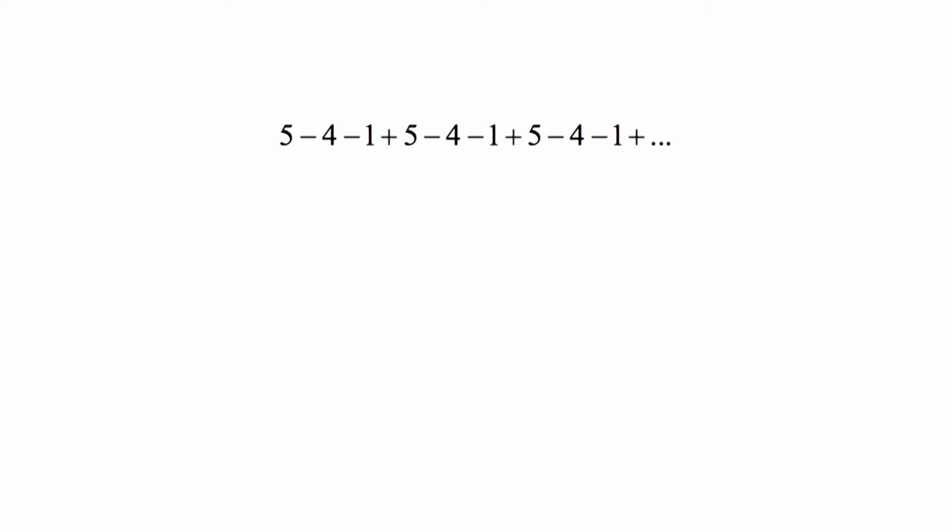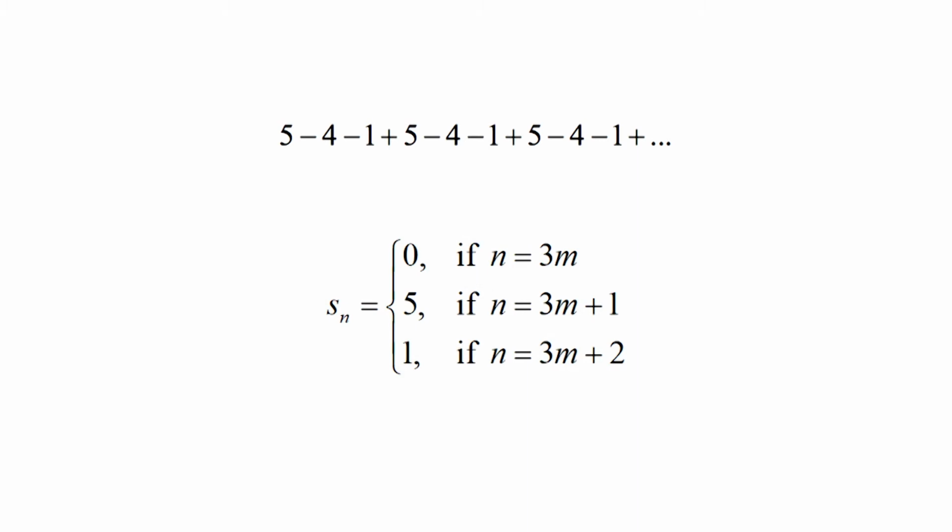We test the convergence of the series 5 minus 4 minus 1 plus 5 minus 4 minus 1 plus 5 minus 4 minus 1 plus etc. Let Sn be the sum of the first n terms of the series. Then Sn equal to 0 if n equal to 3m, 5 if n equal to 3m plus 1, 1 if n equal to 3m plus 2. Here the sequence of partial sums is 5, 1, 0, 5, 1, 0 etc., which doesn't converge. Hence the series is divergent. As the sequence of partial sums has an oscillatory nature, we say that the series is oscillatory.